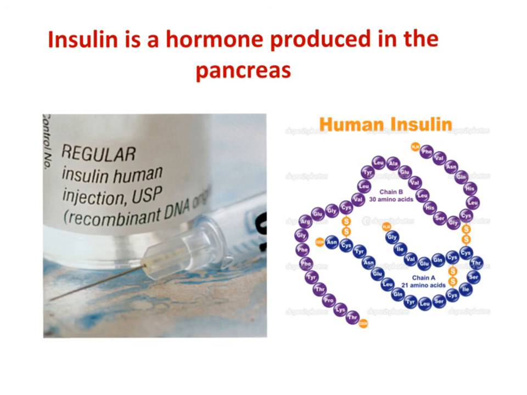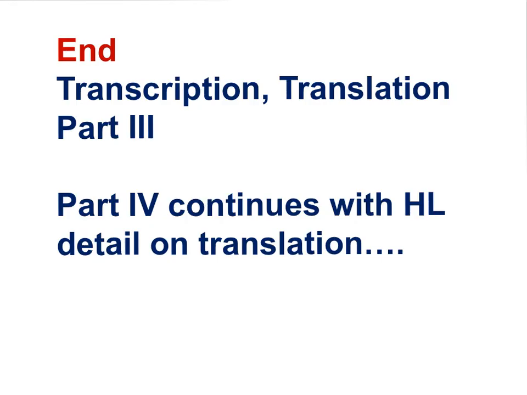Type 1 diabetics who need insulin rely on bacterial factories to synthesize insulin from the human gene inserted using a plasmid. And that brings us to the end of IB Bio Transcription Translation Part 3. Part 4 continues with higher level material on translation.